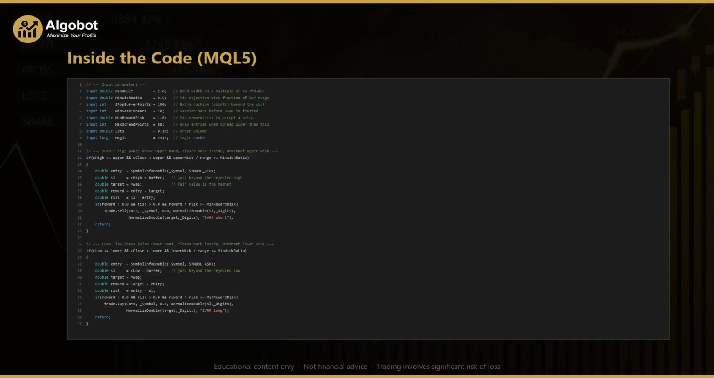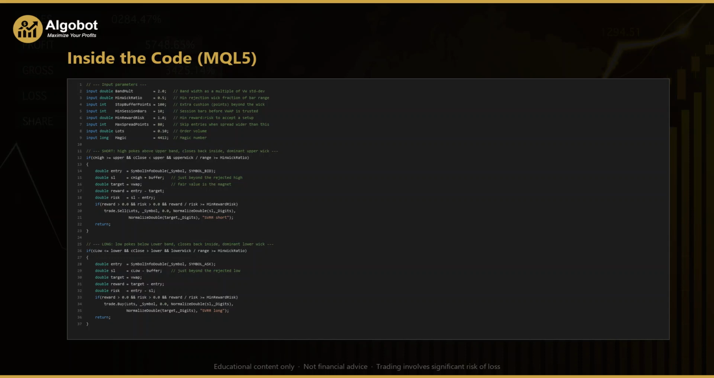At the top are the inputs you can adjust in the strategy tester. Band multiplier sets how many standard deviations the bands sit from VWAP. Minimum wick ratio defines how dominant the rejection wick must be. Stop buffer points adds a small cushion beyond the wick for the stop. Minimum session bars is how many bars must build before VWAP is trusted. Minimum reward risk is the filter on each setup, and maximum spread points blocks entries in poor conditions. Lots and magic control the order size and identity. Below the inputs are the two signal blocks.